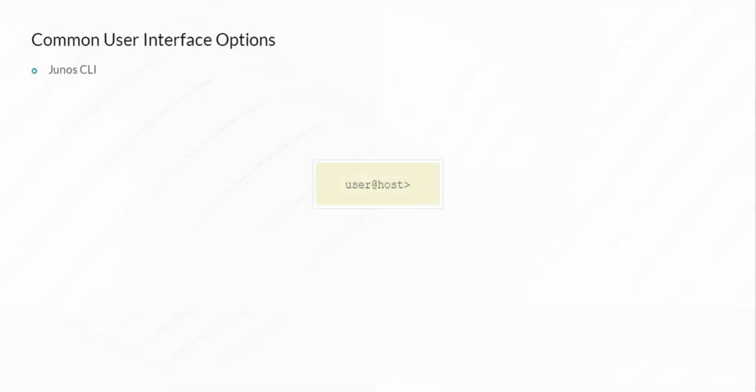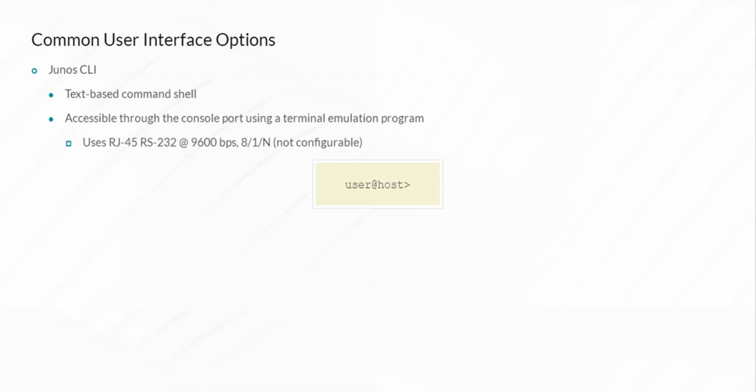The Junos CLI is a text-based command shell used to configure and monitor devices running Junos OS. One option for accessing the CLI on a device is through the out-of-band serial console connection. The console port settings are predefined and are not user configurable. On virtualized Junos devices, such as the vSRX and vMX, the out-of-band console is provided by the hypervisor virtual console.